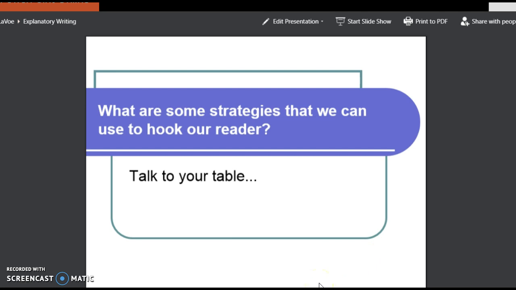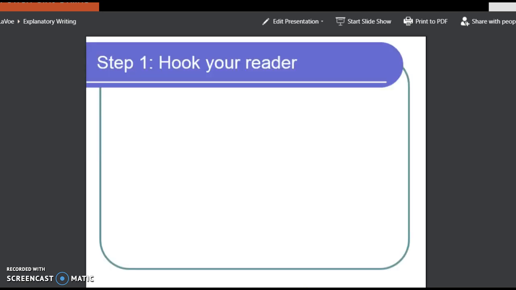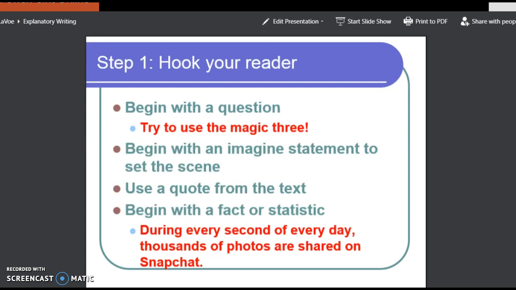So we're going to quickly go through some of those strategies that we can use to hook our reader. So step one, hook your reader. Of course, you can begin with a question, but remember, we want to try to use that magic 3 to really draw our reader in. I think by now most of us have moved past using just one question. So try to use that magic 3 and start off strong with a smiley face trick.